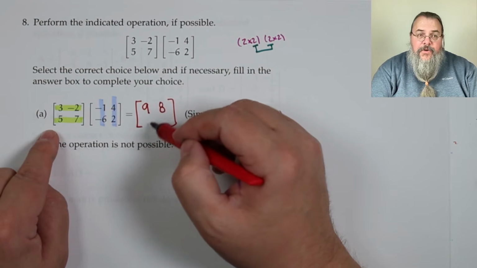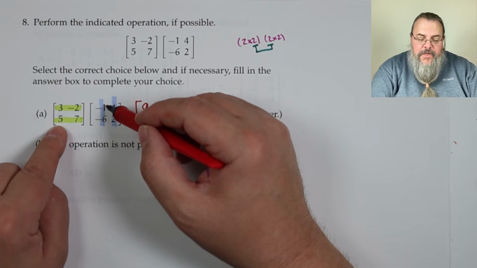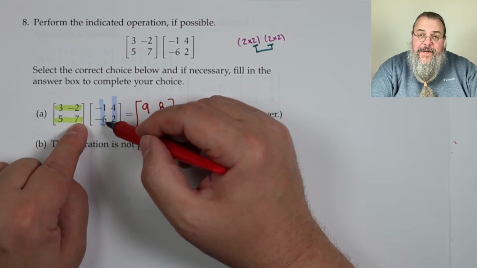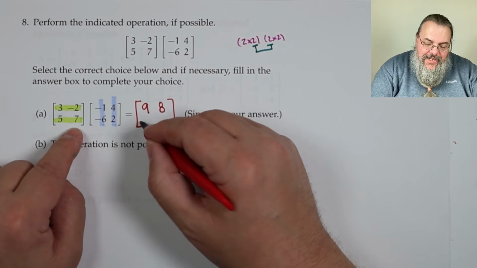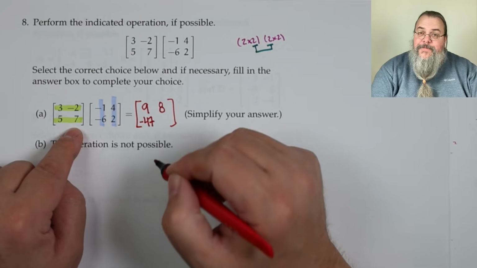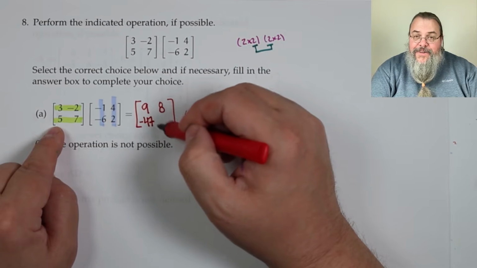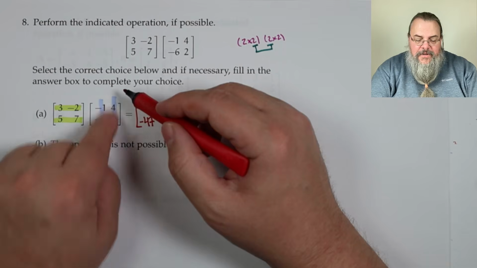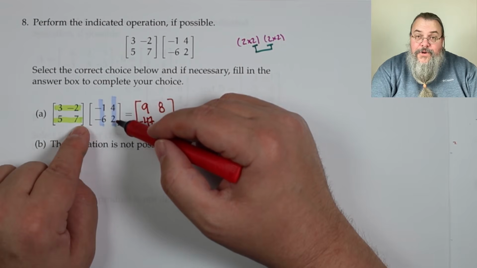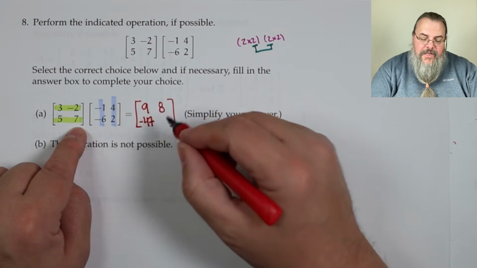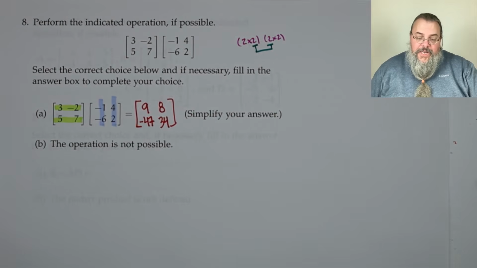Okay, second row, first column. 5 times -1, -5. 7 times -6, -42. -5 minus 42, you can use your calculator. It's -47. You can get some big numbers. Multiplication, things get big. Second row, second column. 5 times 4, 20. 7 times 2, 14. 20 plus 14, 34. So we know that multiplication is possible.